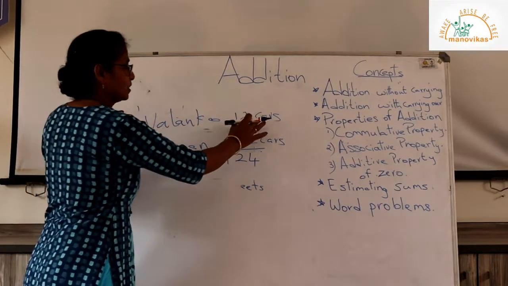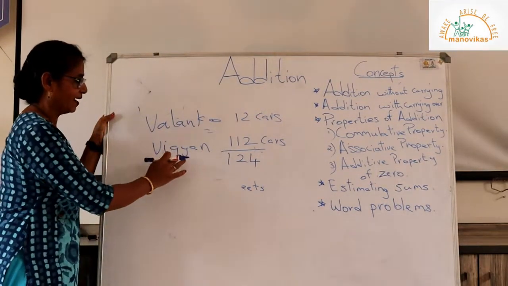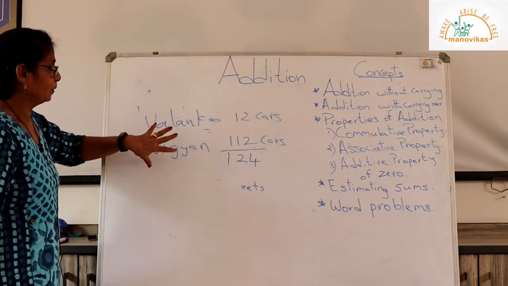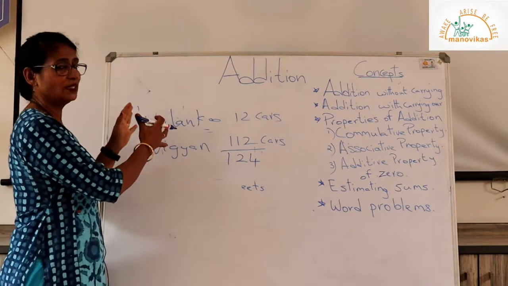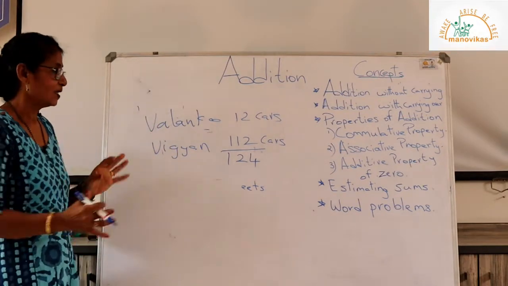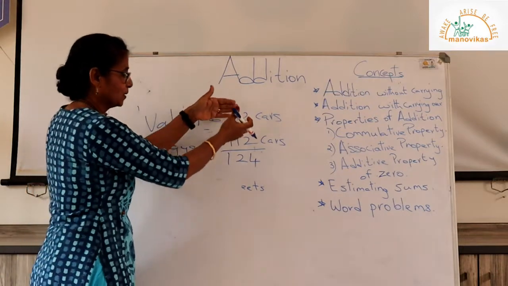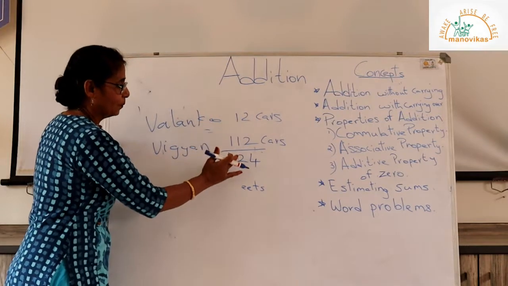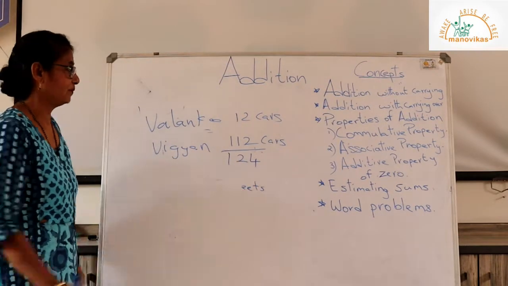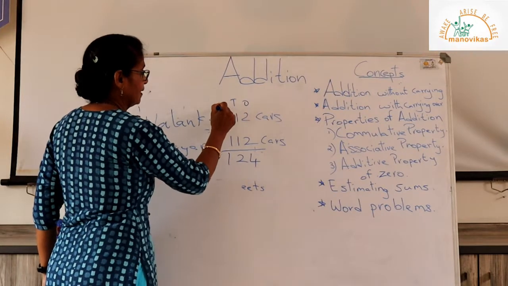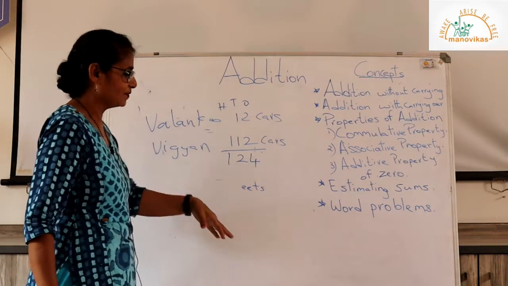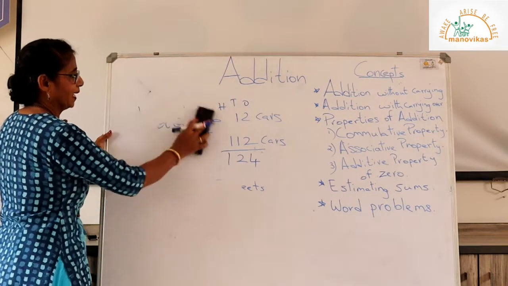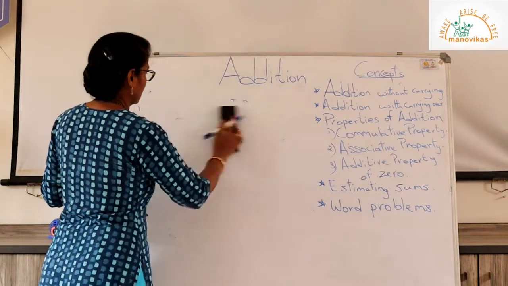Similarly, Valanko has 12 cars. His friend Vigyan has 112 cars. We want to know how many cars the two boys have in total. When we put them together, we are adding: 2 plus 2 we get 4, 1 plus 1 we get 2, and 1 we get 124. This is in the ones, tens and hundreds place. We have only added and put together, and now we know that totally they have 124 cars.